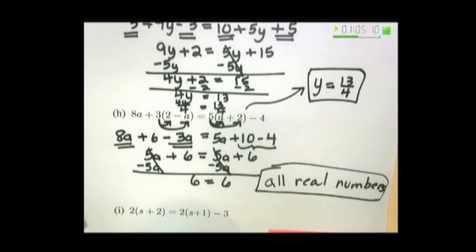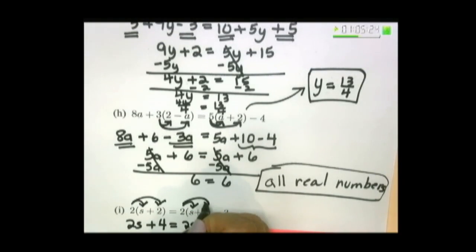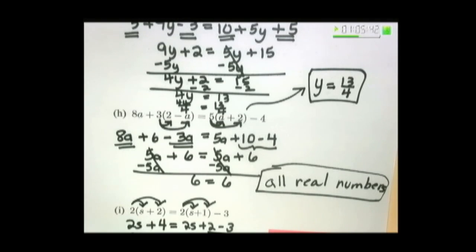Let's see what happens over here in I, because your third type of equation is when you have no solution. So we have 2 times s when we distribute and 2 times 2, which is 4. So we have 2s plus 4 equals, now we need to distribute again. 2 times s is 2s plus 2 minus 3. So we can combine like terms on the same side of the equal sign because positive 2 minus 3 is a negative 1.